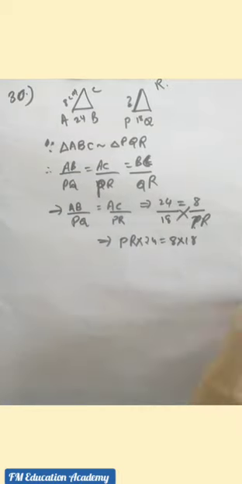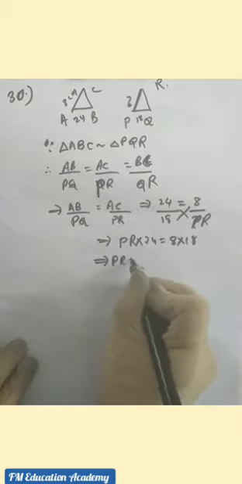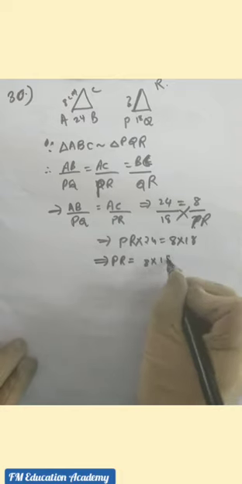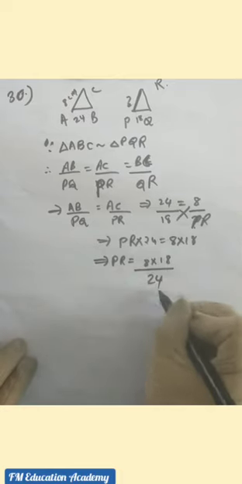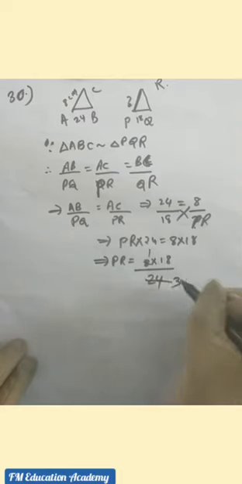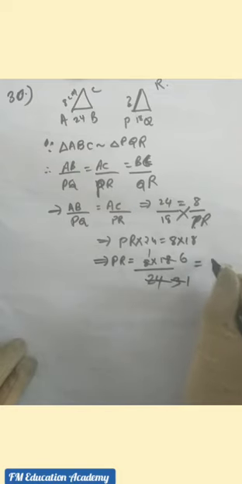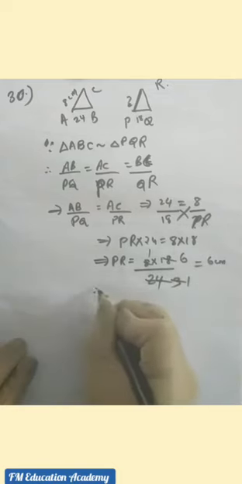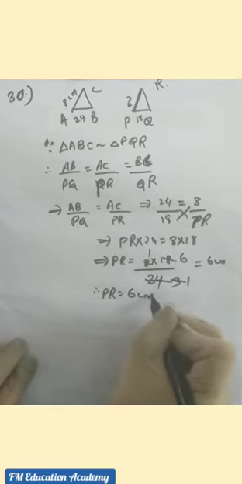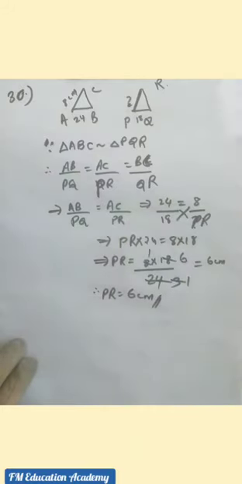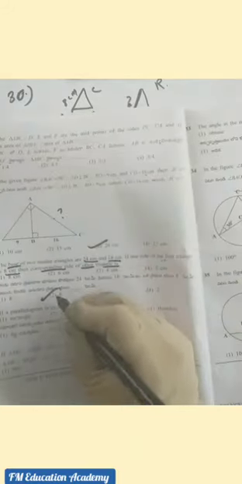PR is equal to 8 into 18 whole divided by 24. 8 ones are 8, 8 threes are 24, 3 ones are 3, 3 sixes are 18. So we got the PR value as 6 centimeter. Where is PR 6 centimeter? PR is 6 centimeter in option 2.